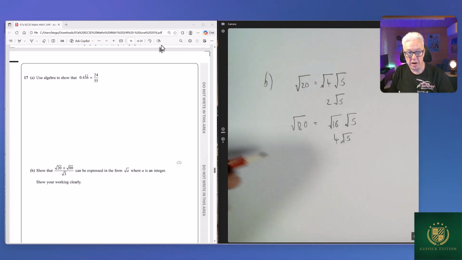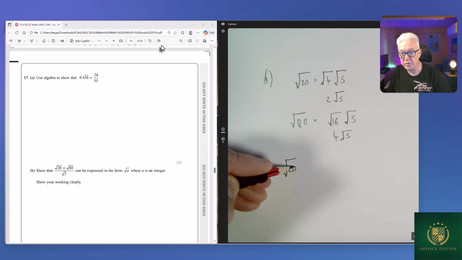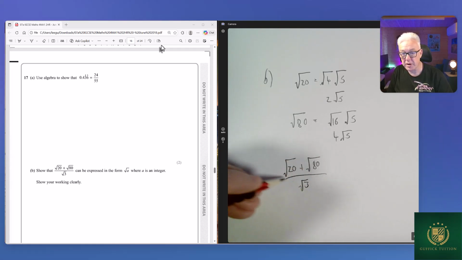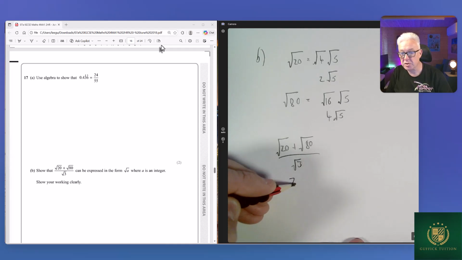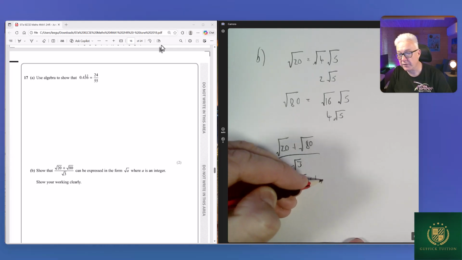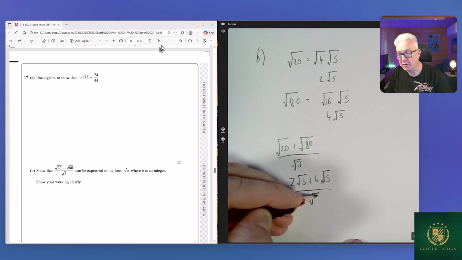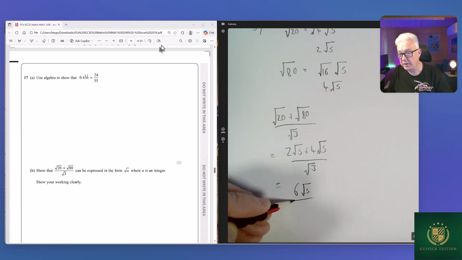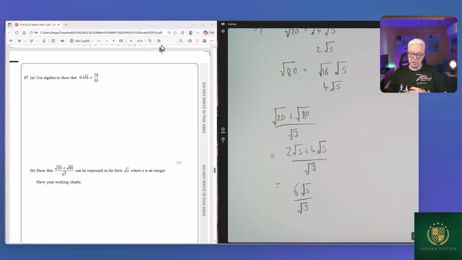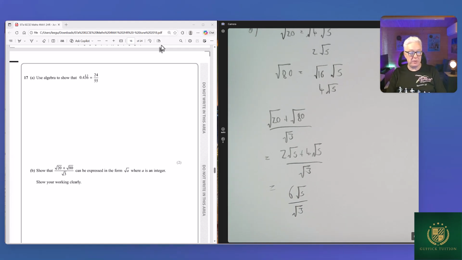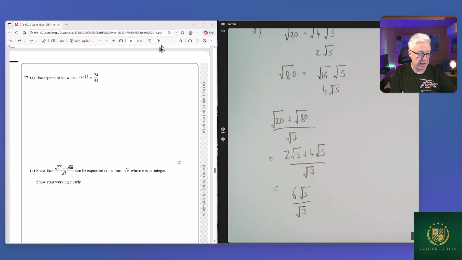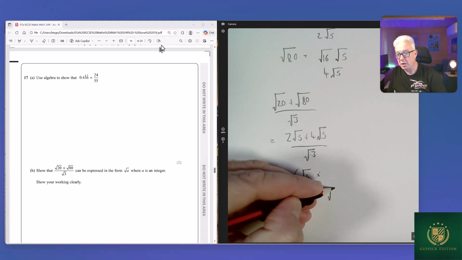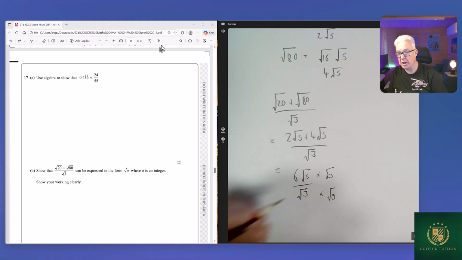So we can now rewrite our original expression, root 20 add root 80 all over root 3, as 2 root 5 add 4 root 5 over root 3. And then collecting like terms, that's going to be 6 root 5 over root 3. So this is looking good now. At this stage, we now need to rationalize the denominator by multiplying the numerator and denominator of this fraction by root 3, like so.